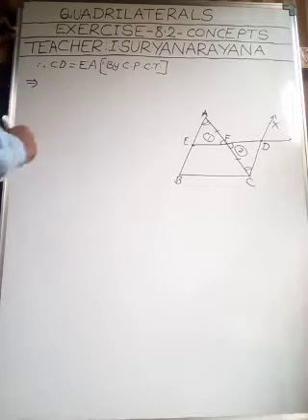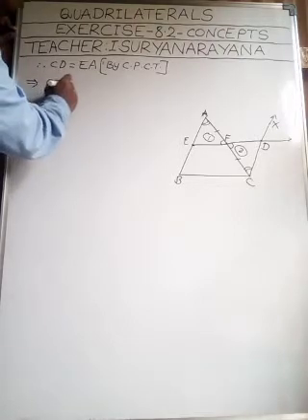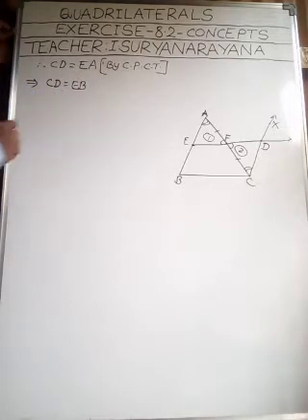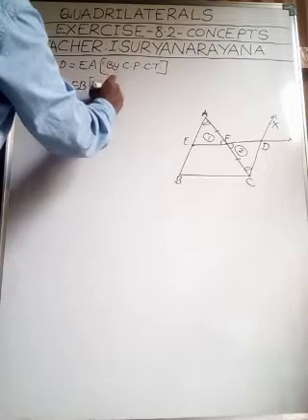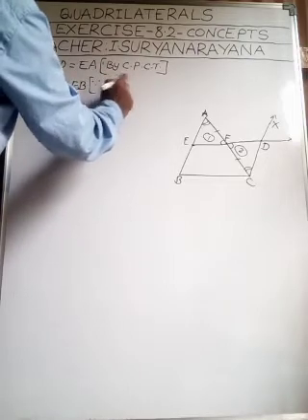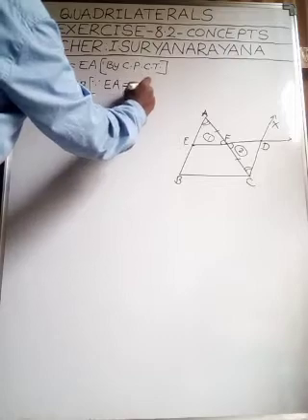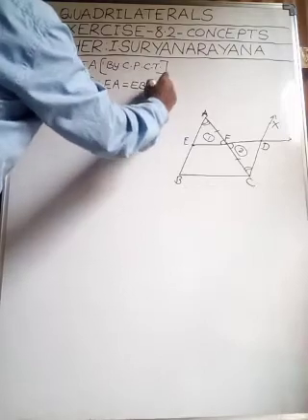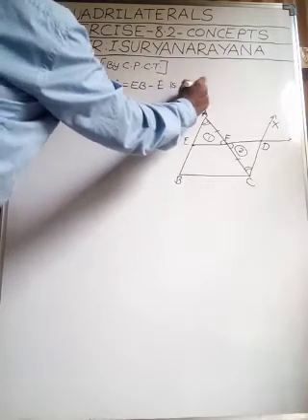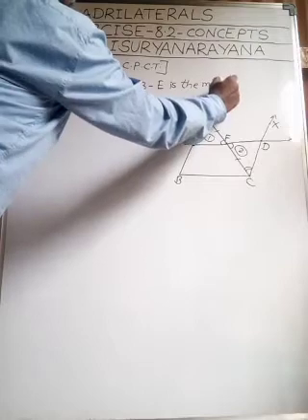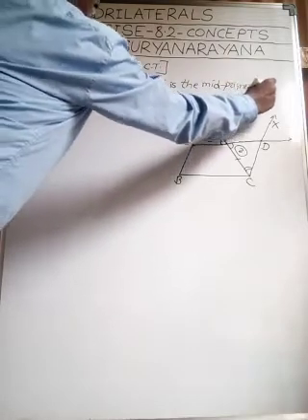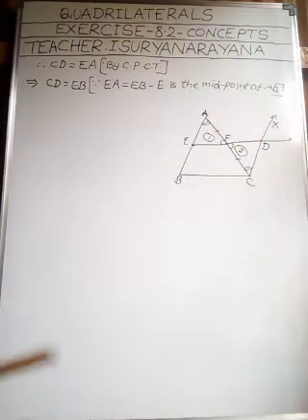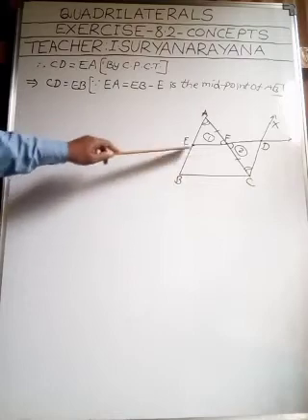This implies CD is equal to EB, because EA is equal to EB. E is the midpoint of AB. Understood this step, my children? So we proved here CD is equal to BE.